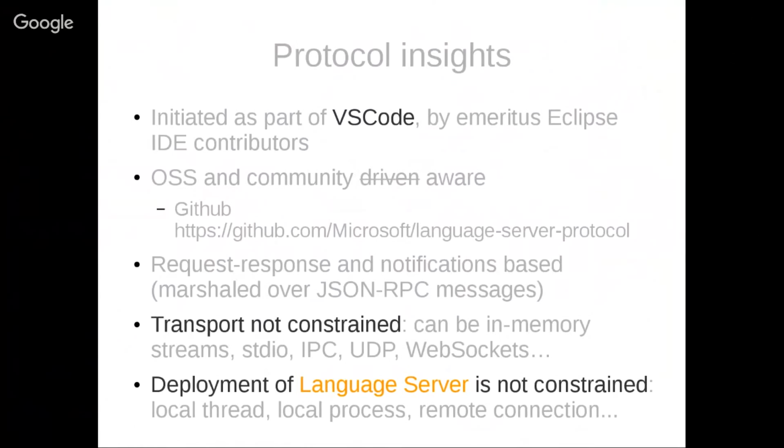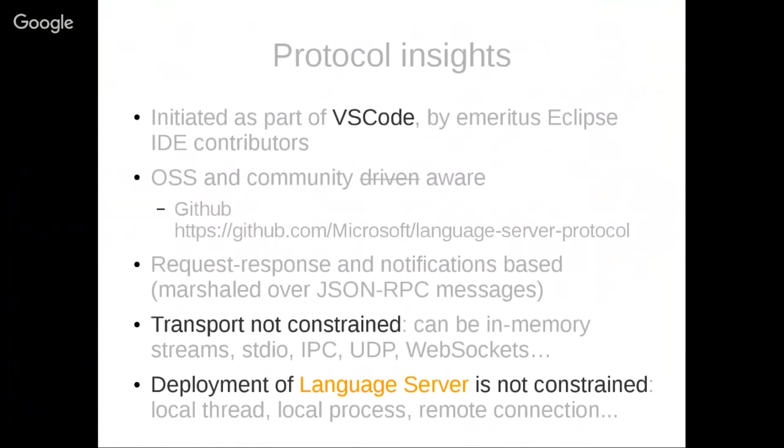The protocol is simply a client server with a request, response or notification. And those requests and responses use the JSON RPC protocol for marshalling of messages, which happens to be language agnostic. So whichever programming language you're using, you will be able to create a JSON RPC layer to send requests, responses, notifications, and so on.